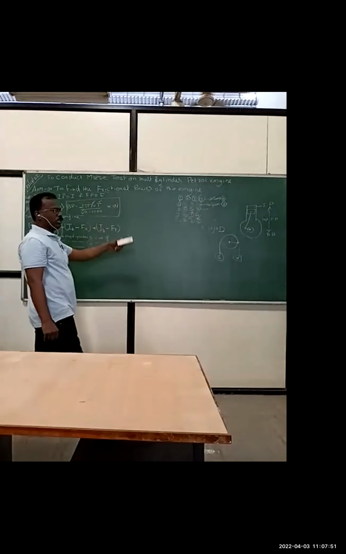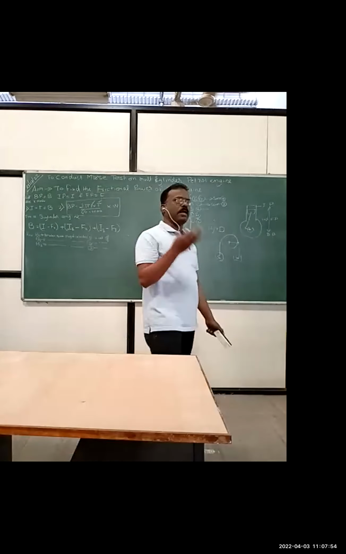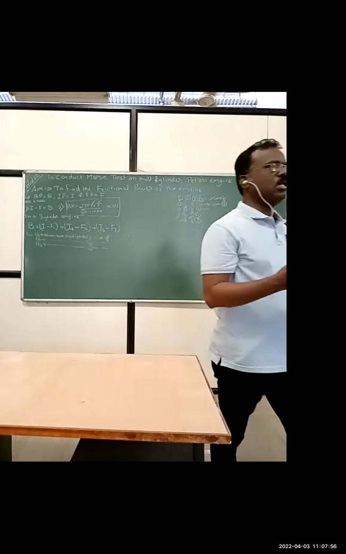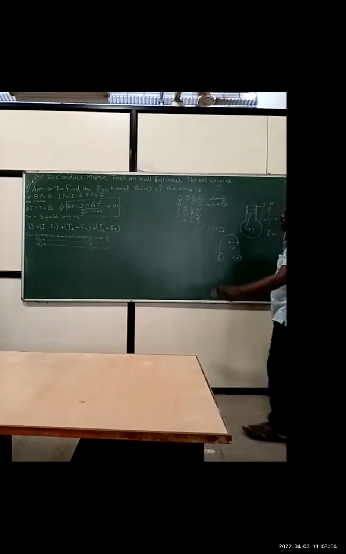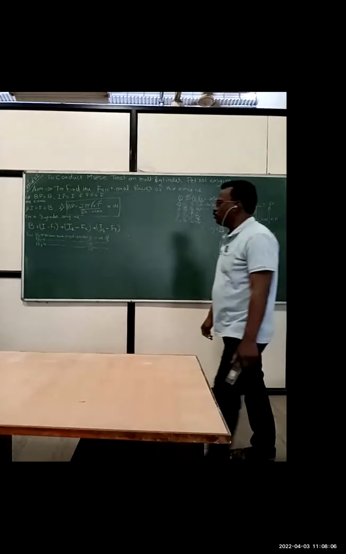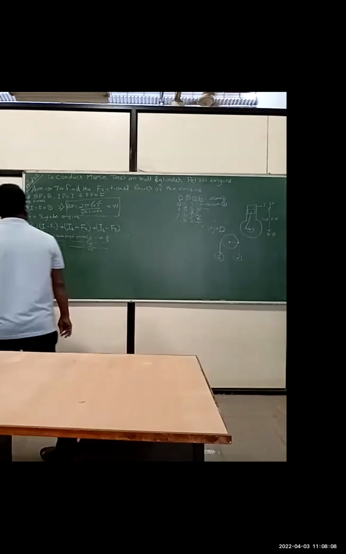And if you are using other dynamometers like a hydraulic dynamometer or eddy current dynamometer, then the manufacturer of that particular dynamometer will give you the formula for finding out the torque, and that formula has to be used. So obviously N will be measured using a tachometer.